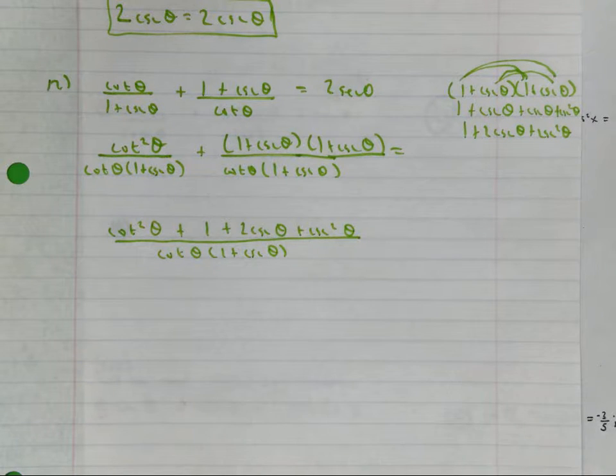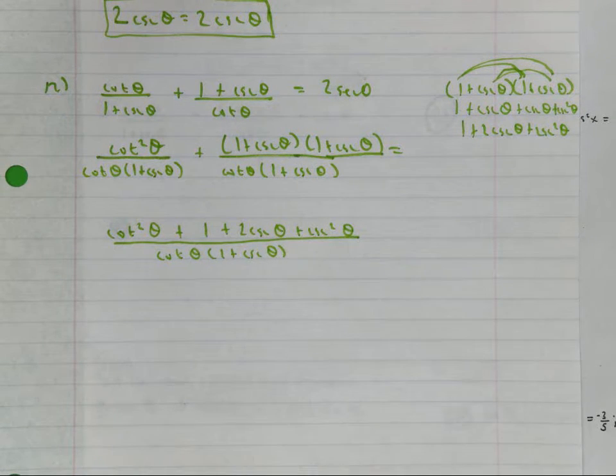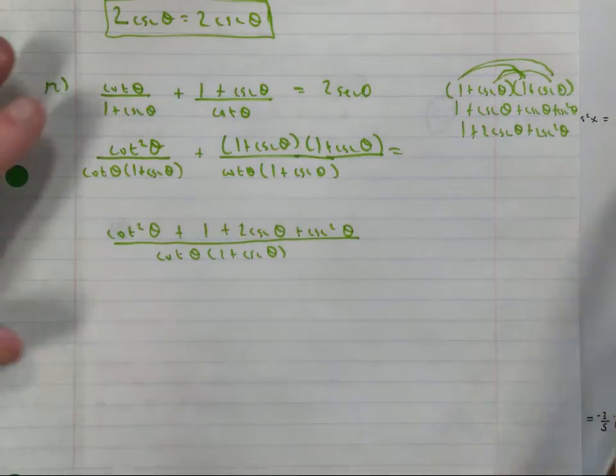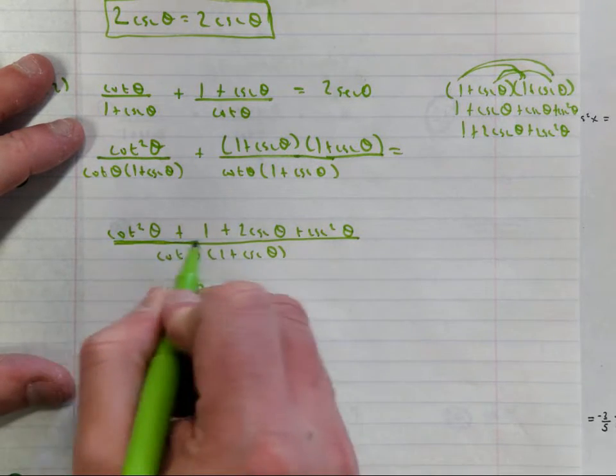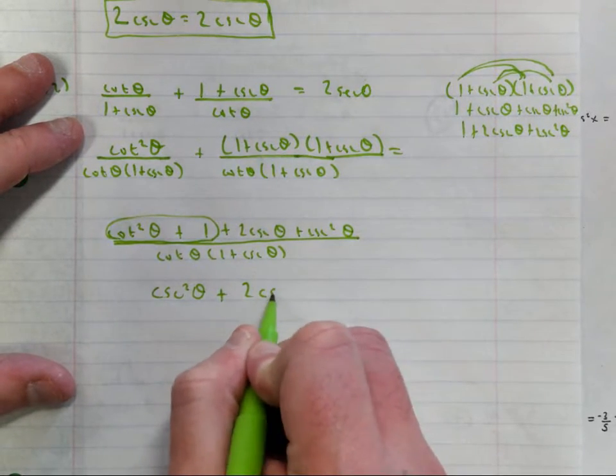Now, you might be thinking, so Mr. Fisher, I see an identity in that top part, but it's only part of it. Can I substitute that in for just that part of it? Yes, because what should stand out to you in that numerator right now? Cotangent squared plus 1. So what can I put in place of that? Cosecant squared theta. So in place of this, I put this.